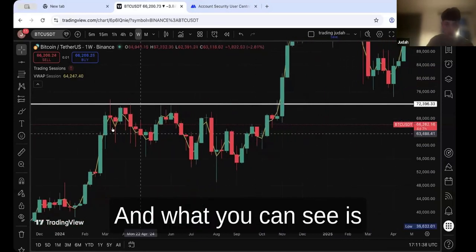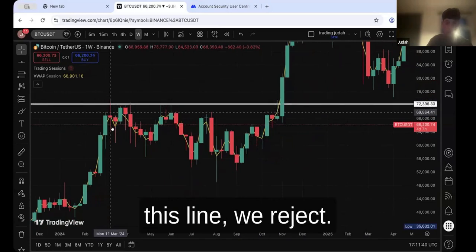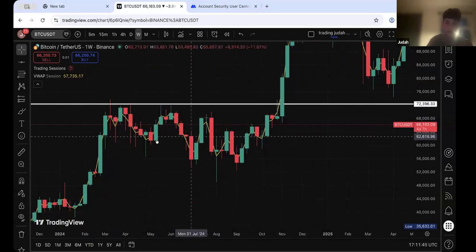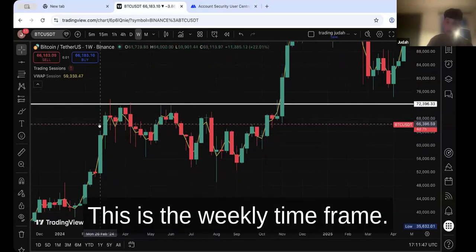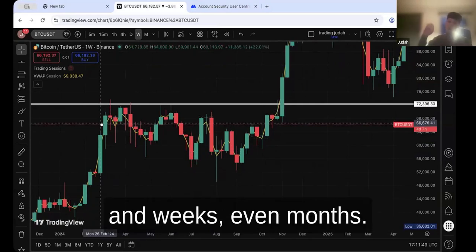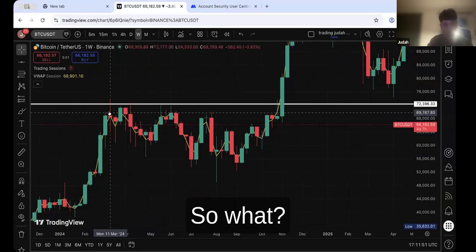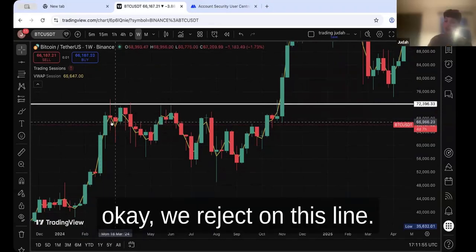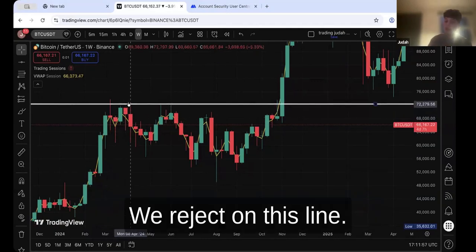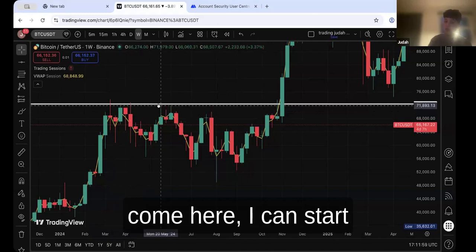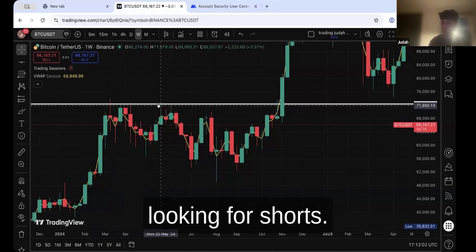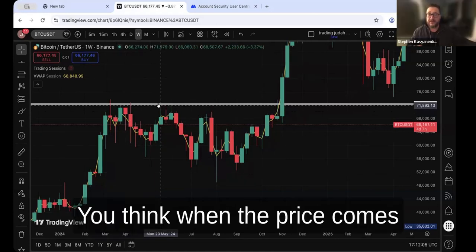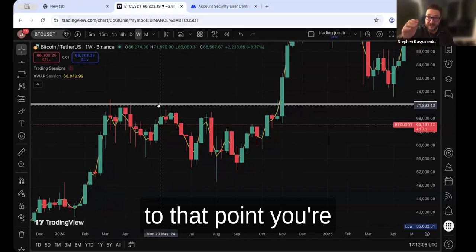What you can see is that every time we touch this line, we reject, we reject, we reject. This is the weekly time frame, so this went on over weeks and weeks, even months. Eventually you can say, hey, we reject on this line, we reject on this line, so the next time we come here, I can start looking for shorts. Then I can speculate that the price goes down. A short is when you think that when the price comes to that point, you're going to sell it, right?